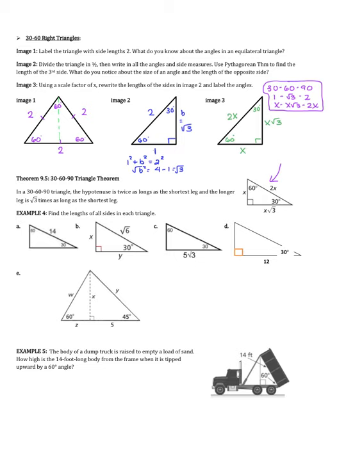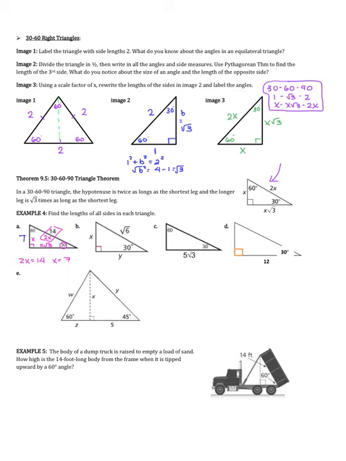So let's solve a couple problems. Again, what I like to do is write the ratios on the inside. So here's my 30-degree angle. Opposite is going to be x. The hypotenuse is always going to be 2x. Opposite the 60 is x rad 3. So I know, based on what I'm given, that 2x equals 14, which tells me that x is going to be 7.